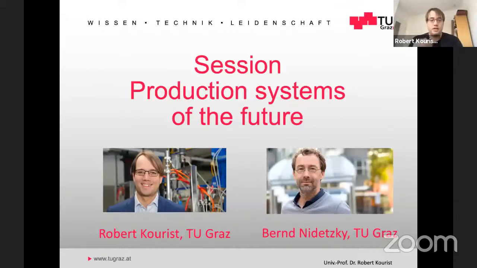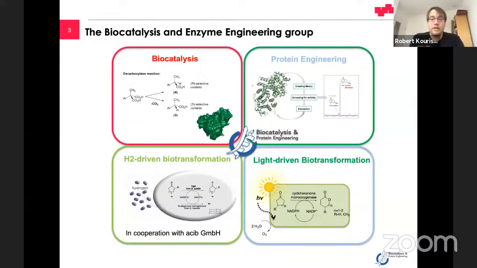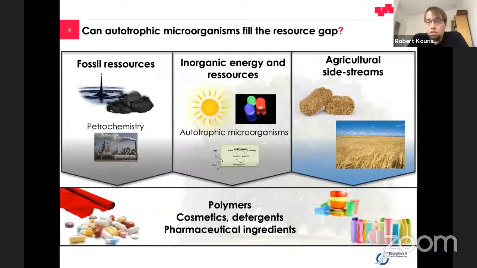And these are the two chairs. So this is me. I'm professor for molecular biotechnology at TU Graz. And Bernd, who can't be here today, is professor for bioprocessing at TU Graz. My research is biocatalysis, enzyme engineering, and recently we've also been trying to use autotrophic microorganisms as catalysts, and this means to use hydrogen or sunlight to drive biocatalysis, which is an exciting concept, I think, but also a bit far from application, and this brings us to the topic of the future production systems.